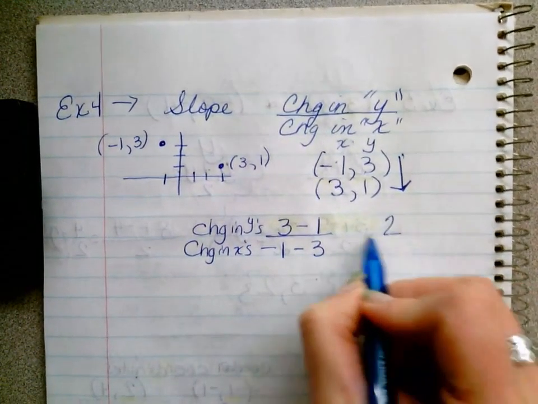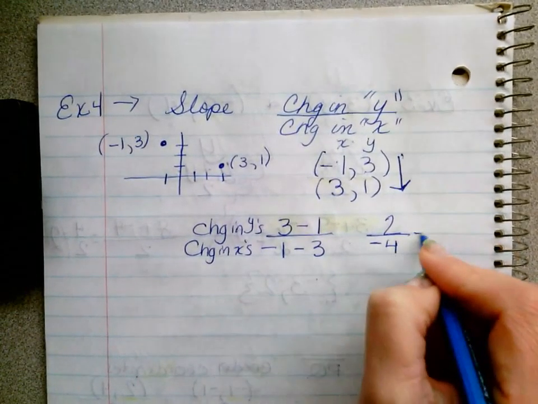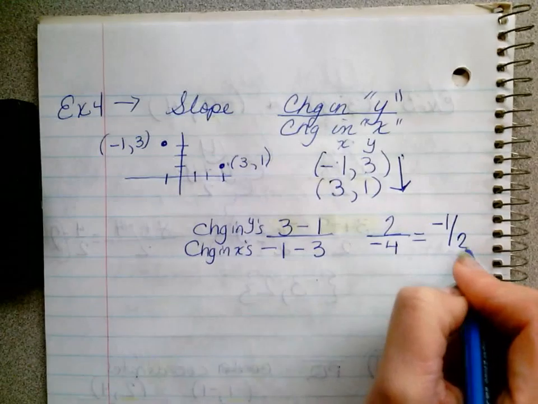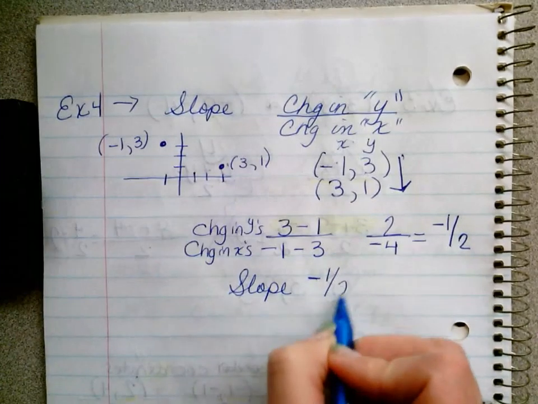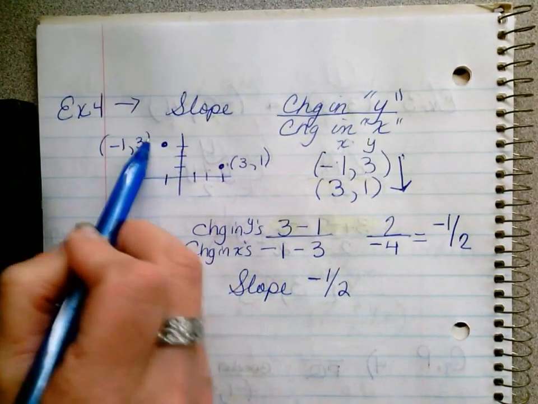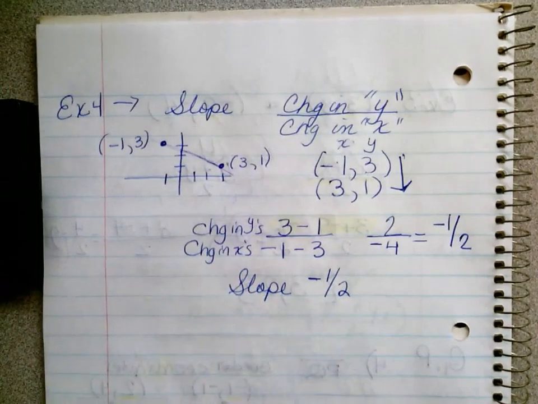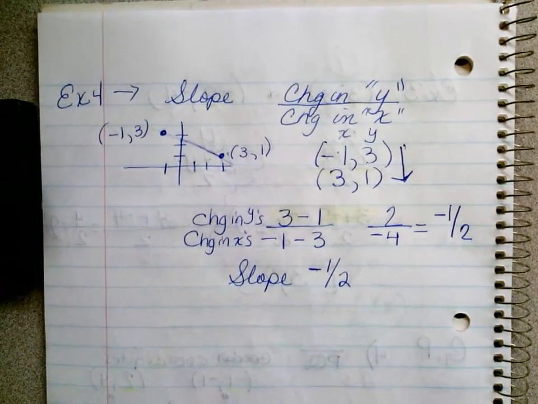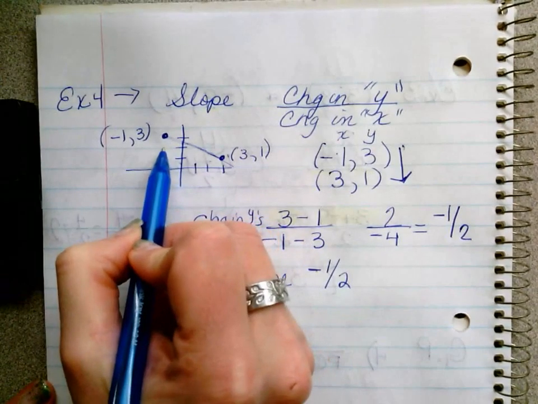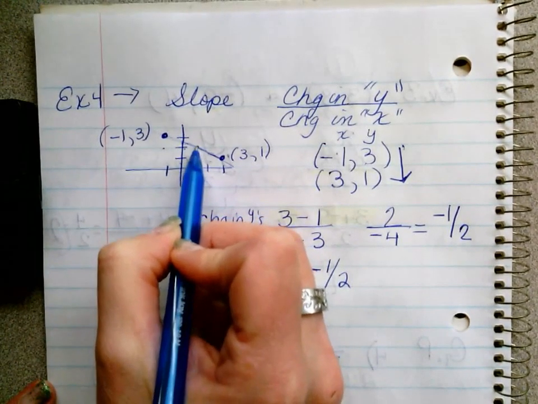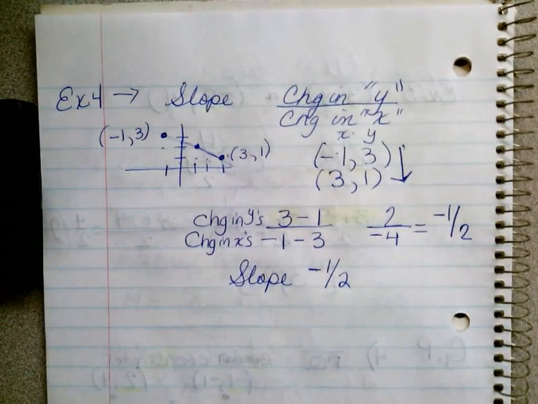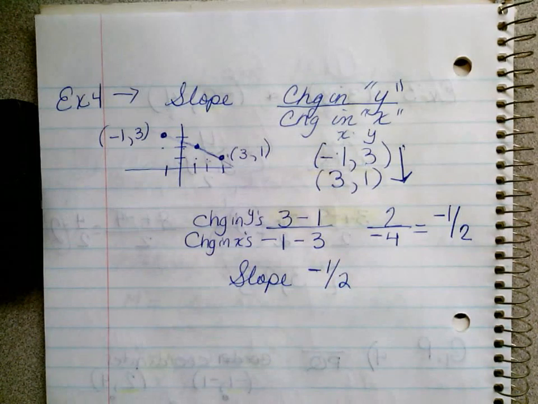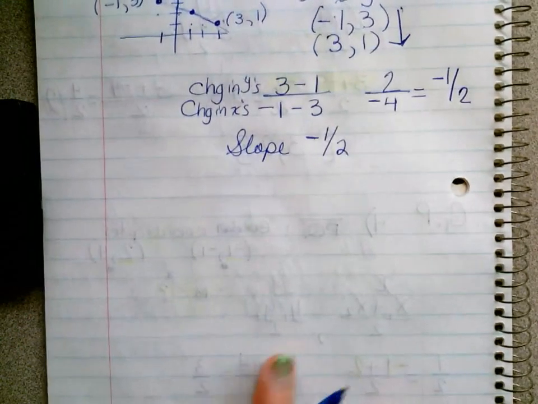The result on the top is 2. The result on the bottom is negative 4. In reduced form, that is negative 1/2. So the slope, my friends, is negative 1/2. And you should be able to recognize that this is a negative if you remember, downhill from left to right is always negative. So for every move down 1, the line moves 2 to the right. And that can help me also draw my graph if I wanted to. But let's use their example.